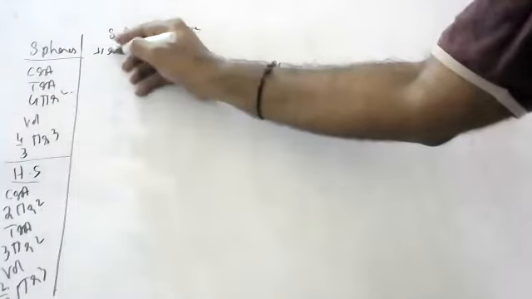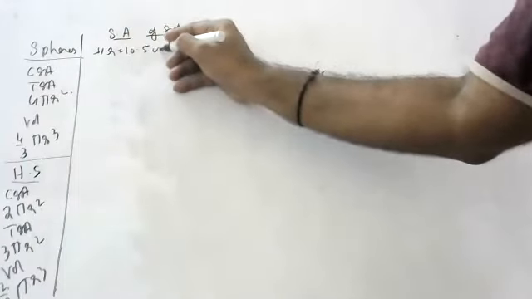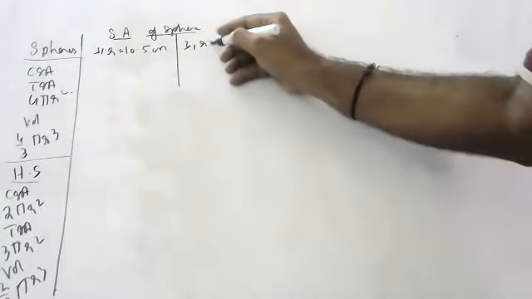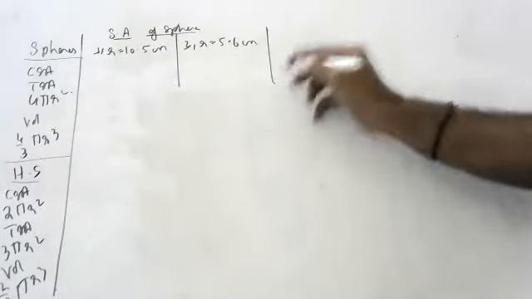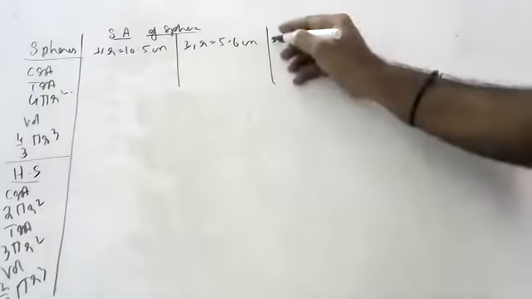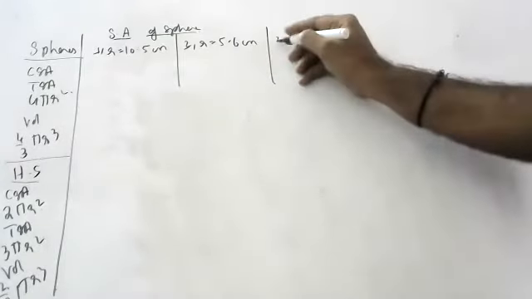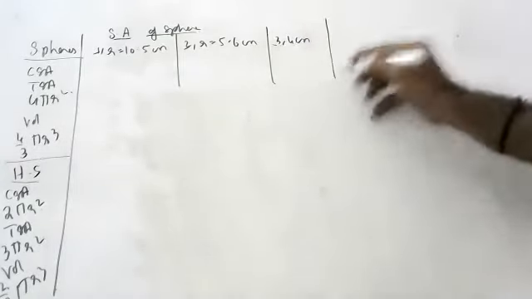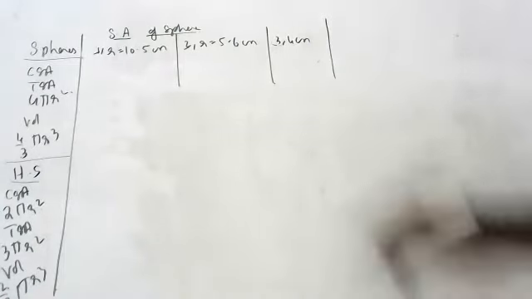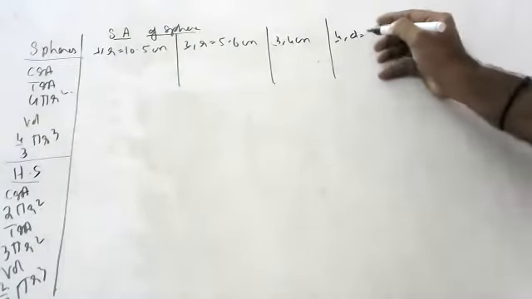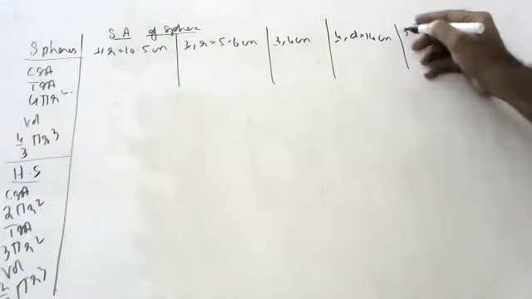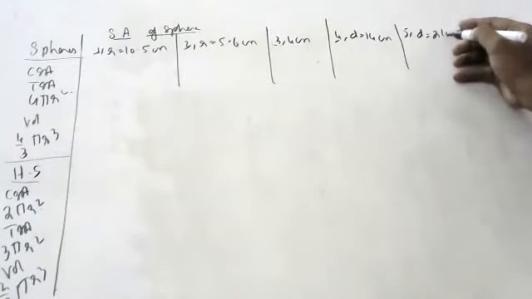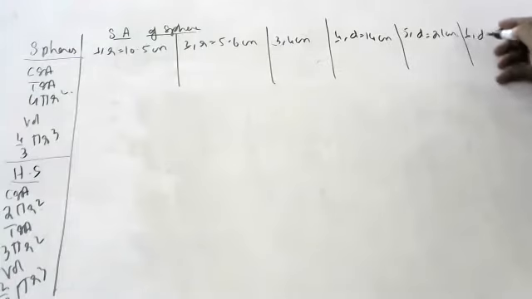Whose radius is 10.5 centimeters? Another question: whose radius is 5.6 centimeters? Another question: whose radius is 4 centimeters? Another question: whose diameter is 14 centimeters, whose diameter is 21 centimeters, whose diameter is 3.5 centimeters. Okay, children, the surface area of a sphere we should find out.